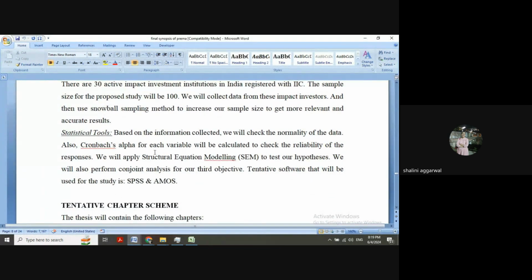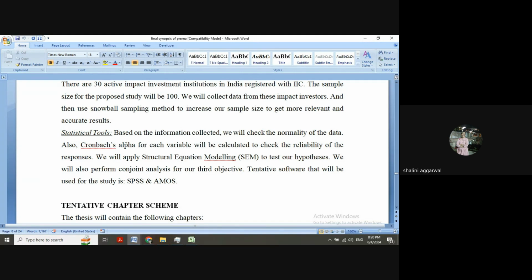Look at this. Based on the information collected, we will check the normality of the data. Also, Cronbach alpha for each variable will be calculated to check the reliability of the responses. We will apply SEM to test our hypothesis. We'll also perform conjoint analysis. Tentative software that will be used for the study is SPSS and AMOS. So what I'm trying to tell you here is you do not have to write in depth about the research methodology. Only the tentative software that you will be using, you will be talking about this.